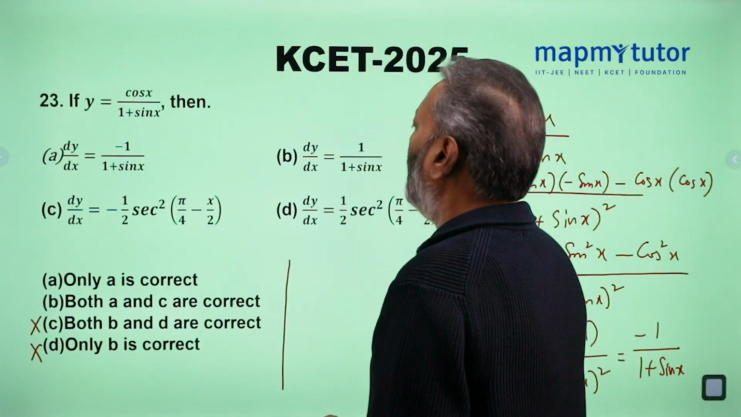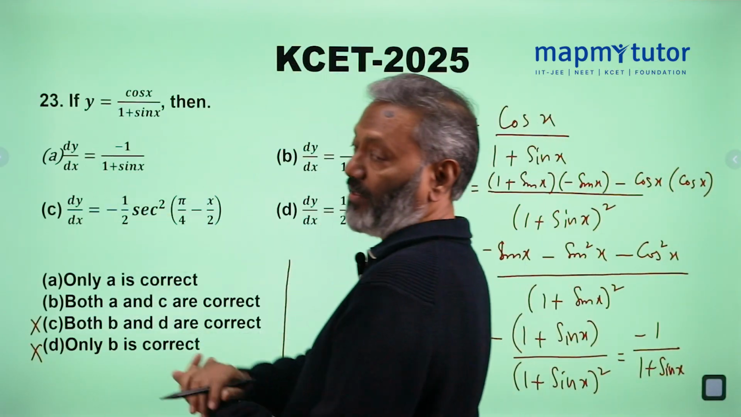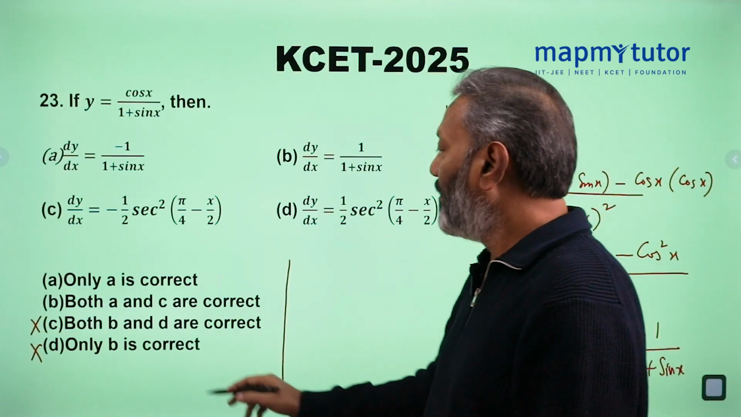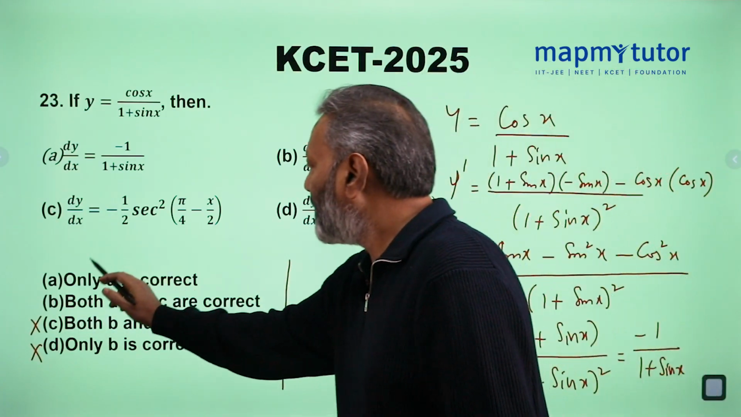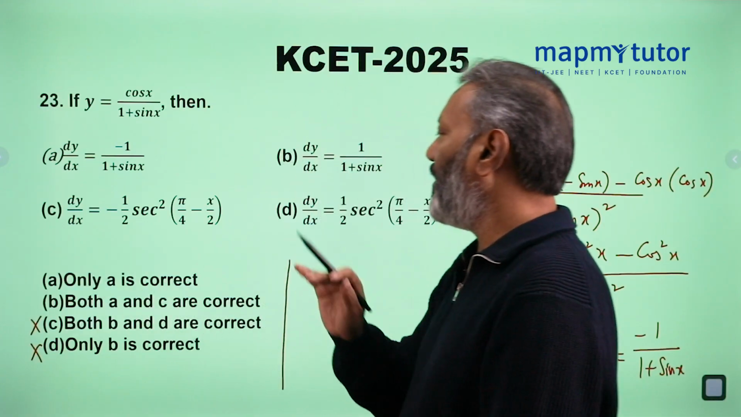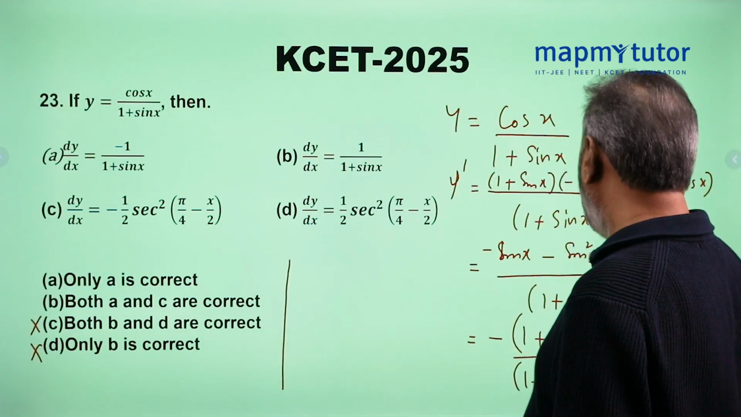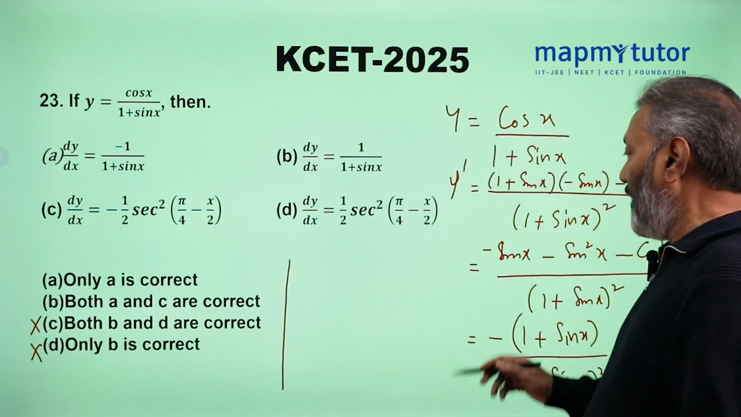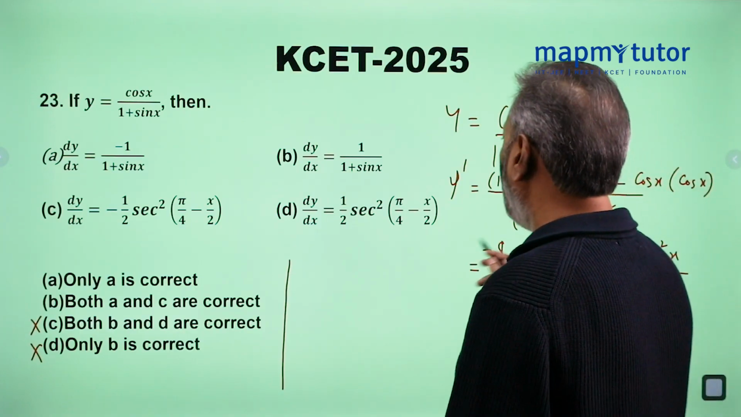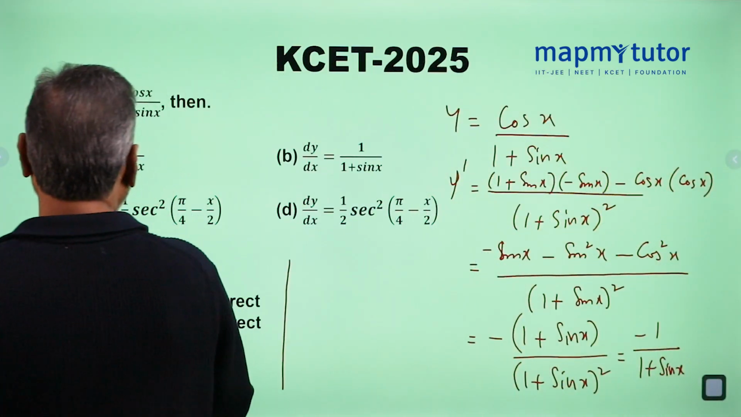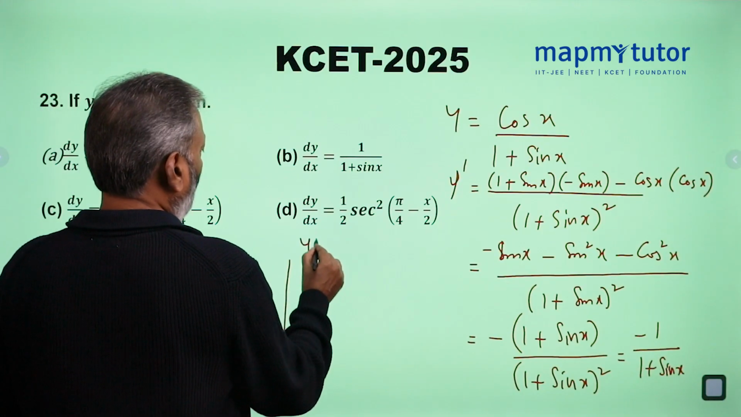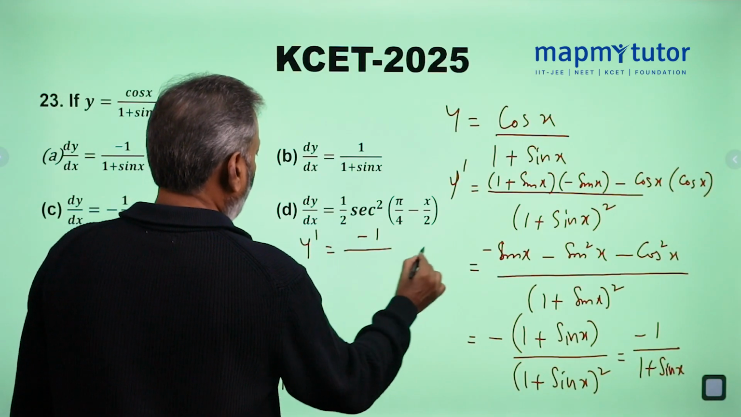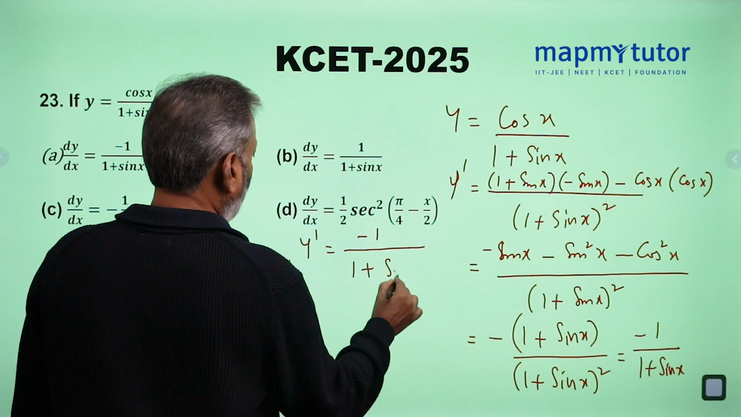But now, let me check whether C is also correct. Suppose if C is also correct, then option B I have to select. Otherwise, if C is wrong, then only A is correct. Come on. For that, you need trigonometry. If you simplify this minus 1 by 1 plus sin x in this form, then you can check how to simplify that. So already I got minus 1 by 1 plus sin x.